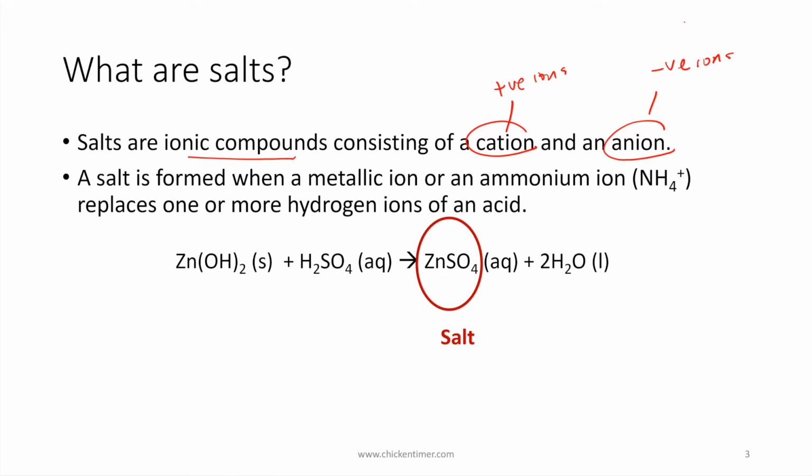They say a metallic ion or an ammonium ion replaces one or more hydrogen of an acid. What it means is like this: you have the base and then you have the acid here. In your acid, there is hydrogen, this hydrogen ion.